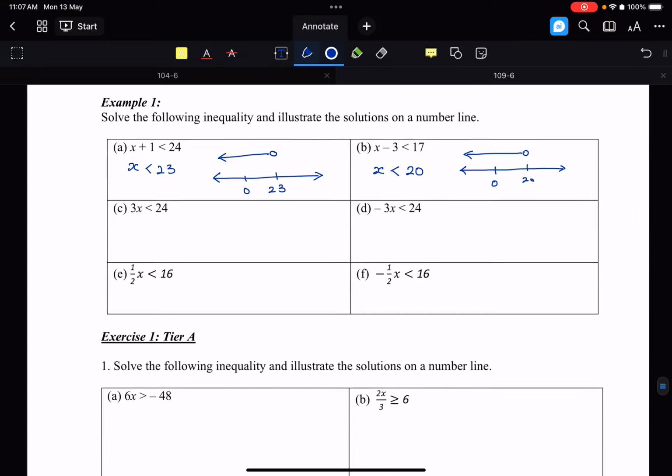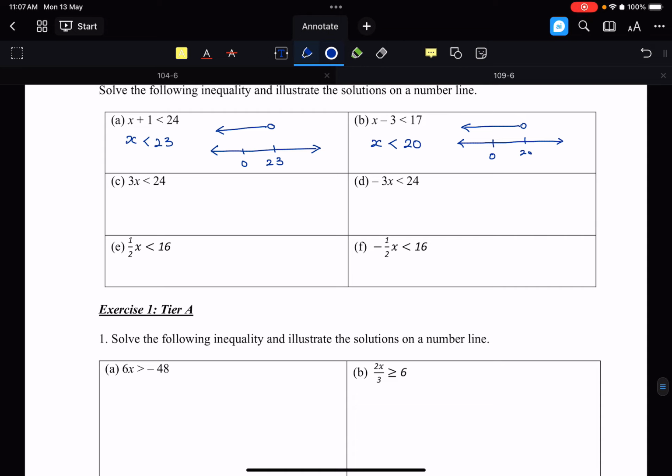Okay, next example. This time round, we're going to divide both sides by 3. So x is going to be less than 8. Right, so very quickly, this is how the number line will look like. We have 8, and then we have 0. So this looks like this.